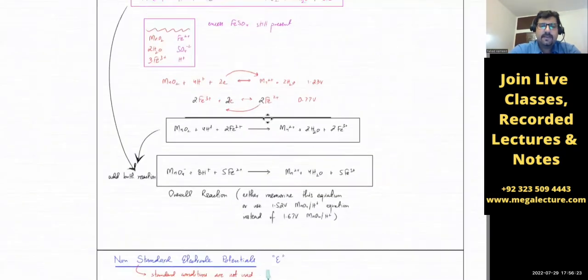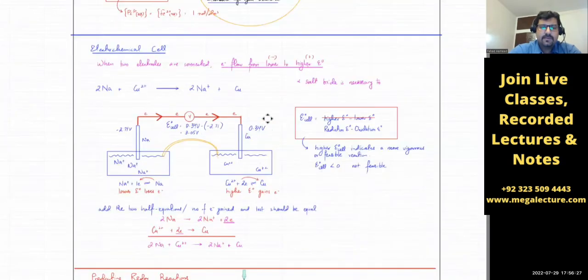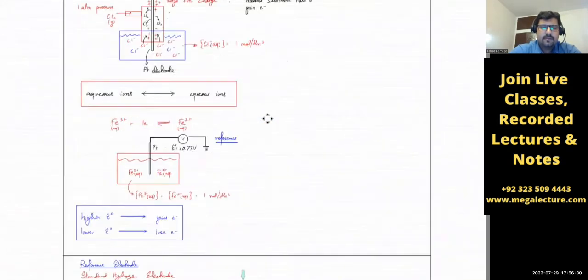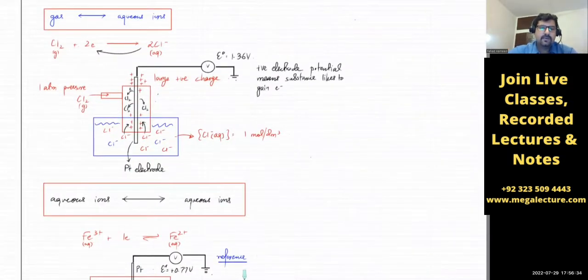Let me just try and find out where's the Cl electrode. अच्छा, this over here was the Cl electrode. So copy कर लेते हैं.